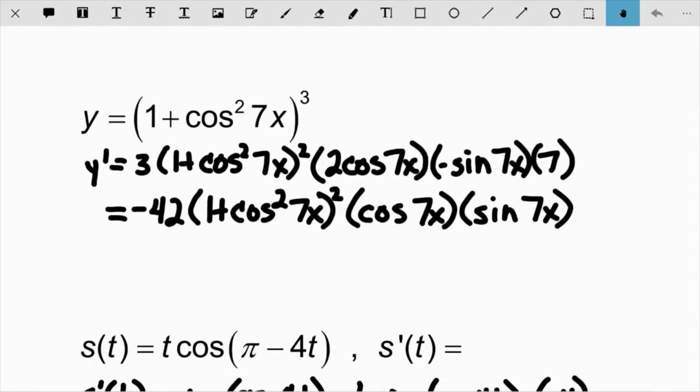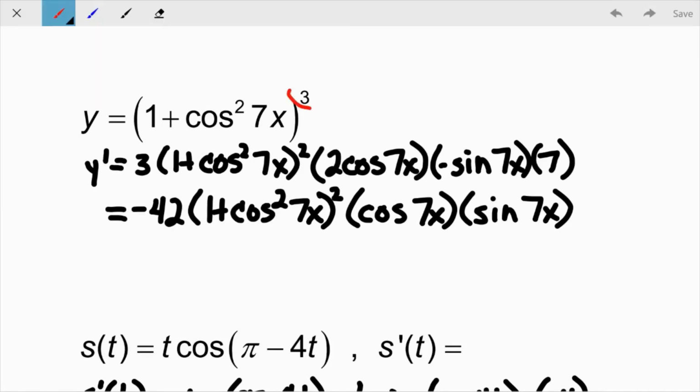Okay, the next one here, this one's got a few layers to it. We have 1 plus cosine squared 7x, raised to the third power. Notice that I had to essentially go through 4 layers here. What's on the outside is this 3, so I did that first. I did the power rule. You can see I've got the 3 down. Now I have that whole expression squared. Now I'm going to take the derivative of what's inside.